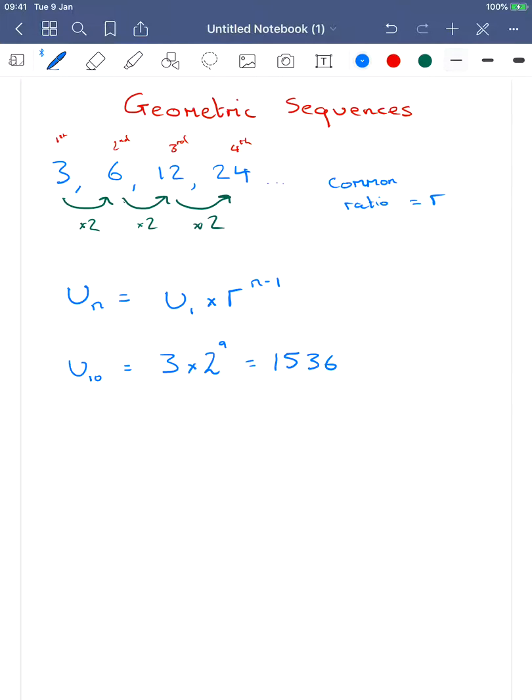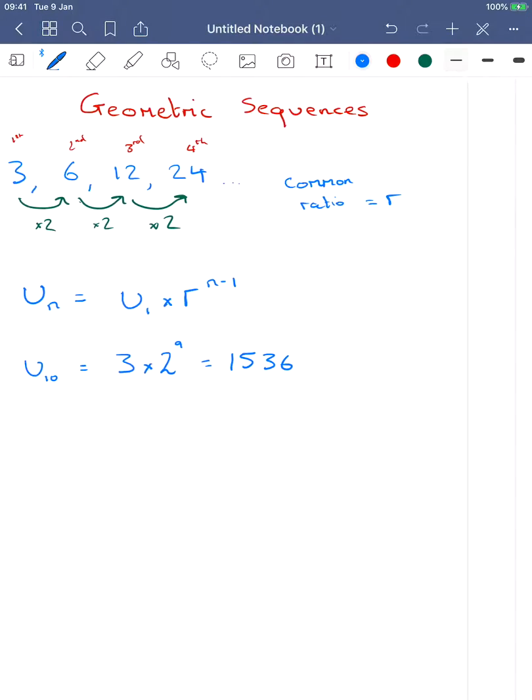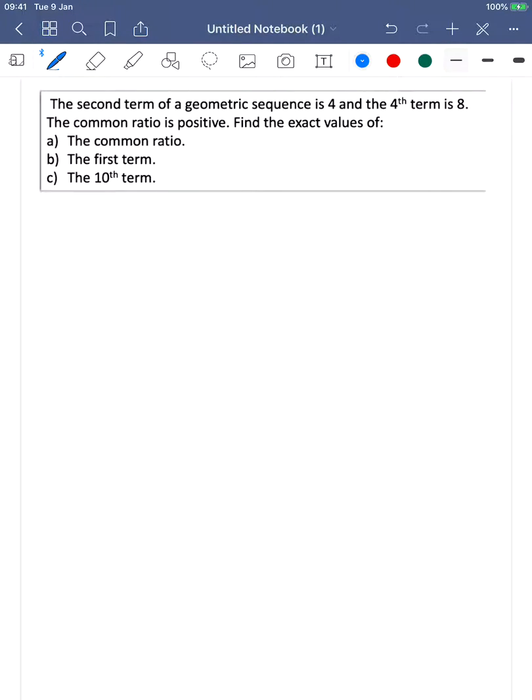Okay, so that's the general idea. Now, with this information, there are some potentially different questions that we could be asked, so let's have a look at those. If I go on to the next page, I've got a question ready here. The second term of a geometric sequence is 4, so I'm going to write out that information: u2 equals 4, and the fourth term is 8, u4 is equal to 8. The common ratio is positive. Find the exact values of the common ratio, first term, and the 10th term.